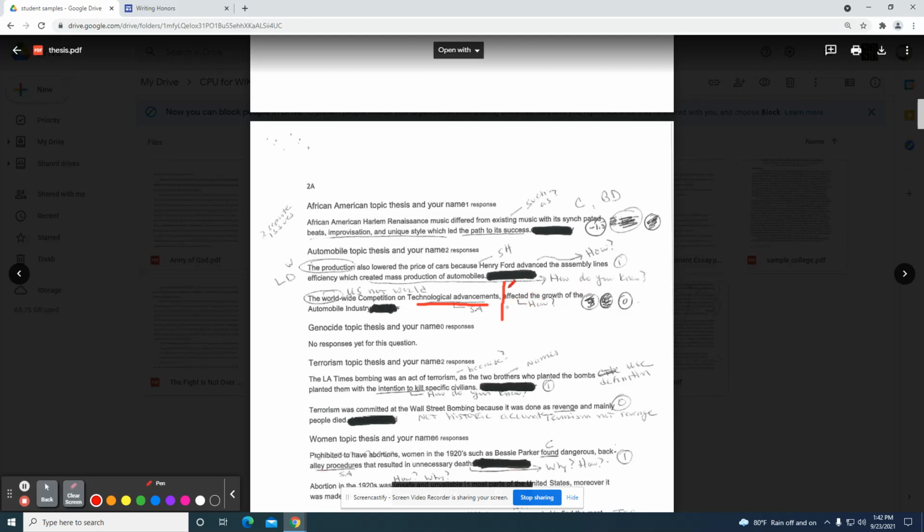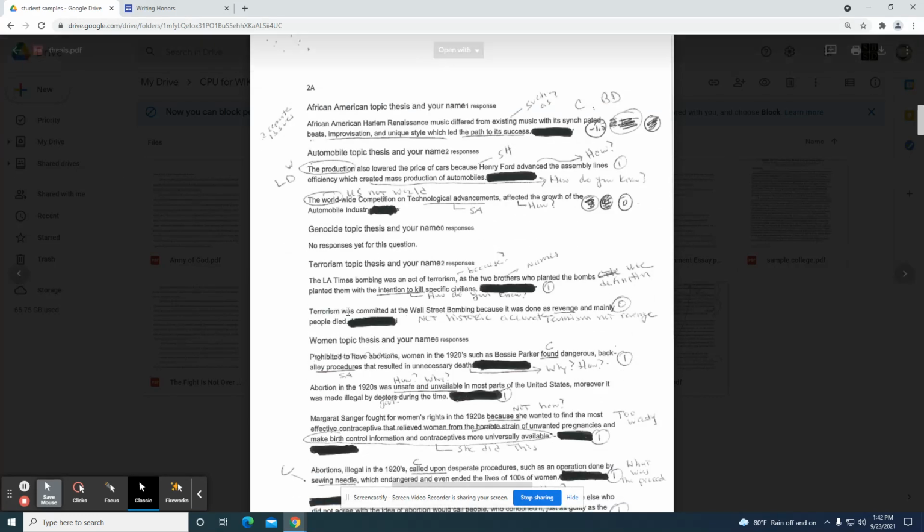"Affecting the growth of the auto industry," I don't know what that even means. What are your 3 examples? It's almost like there are 2 points being made here. Am I supposed to, as the reader, look at technological advancements, and then how those advancements affected the growth of the auto industry? Those are 2 separate essay points. I probably should put a 2 here, because they seem to have 2 points. So there seem to be a lot of issues with this. No clarity. I can't quite figure out where they're going with that.